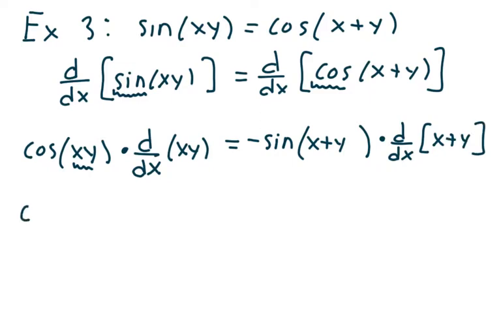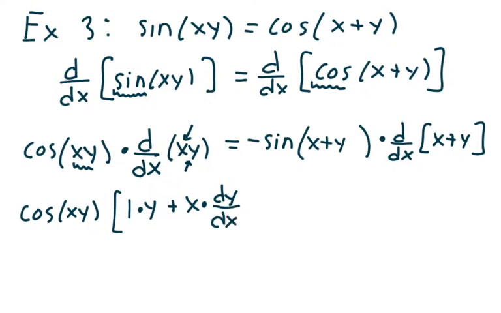So I get cosine of xy times, I'm going to apply the product rule. So I'm going to take the derivative of x, which is 1, and multiply by y. And I'm going to take x and multiply by the derivative of y with respect to x, which is dy/dx. A common mistake people make is to write 1, and you don't want to do that because you're differentiating with respect to x.